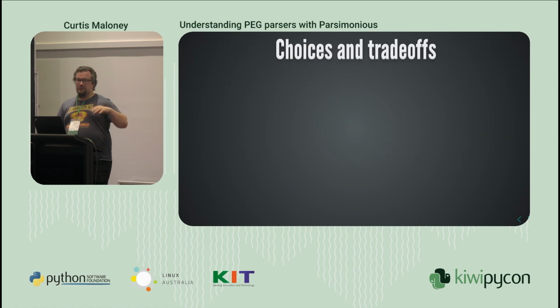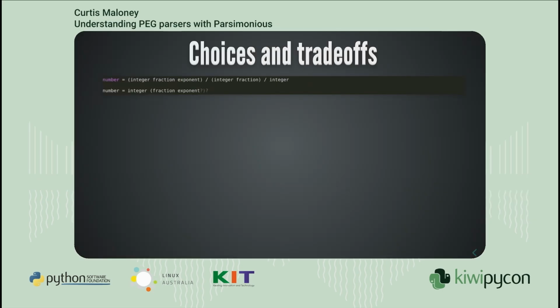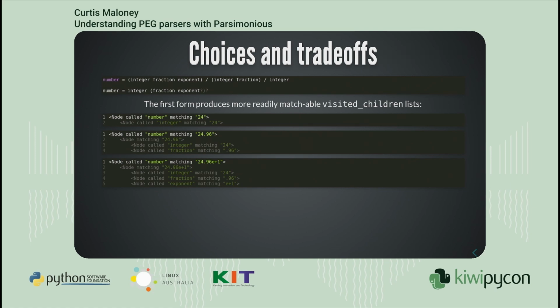So, why would you choose one of those two syntaxes over the other that I showed before? Because I had the long form with the three different choices, or the single compact form. The main difference is the first form produces something that's much more easy to feed to match case in Python. Are we familiar with the recently added match case structural pattern matching?